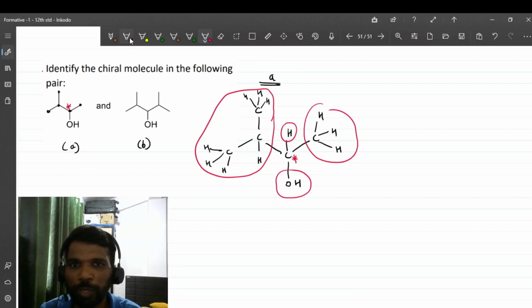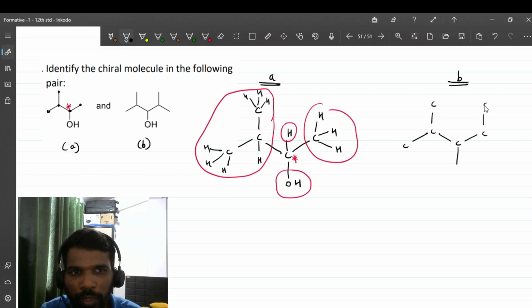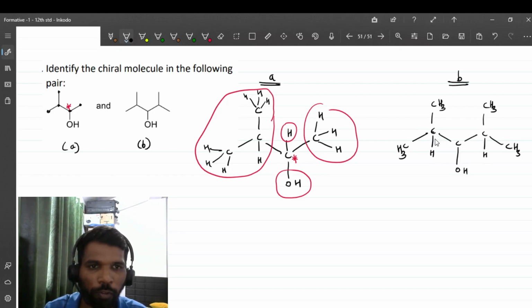What about structure B? Structure B is this. This is that carbon, this is the next carbon, carbon, carbon, carbon, and this is carbon. And here this is the carbon. This is OH. As I have explained, this is CH3. It is not chiral. These are not chiral. This is also not chiral. Here there is one hydrogen. How do I decide that? All the carbons should have four bonds.